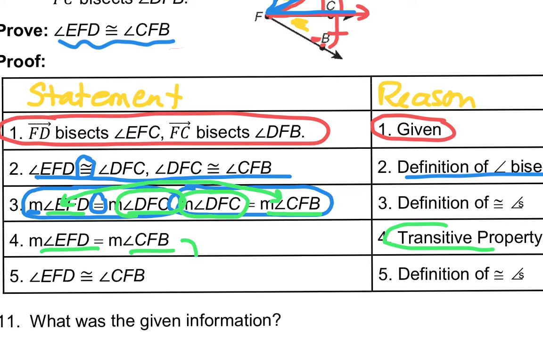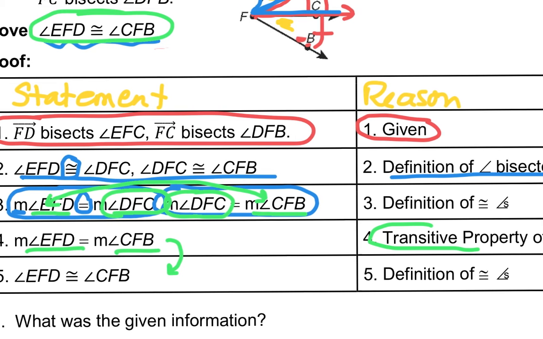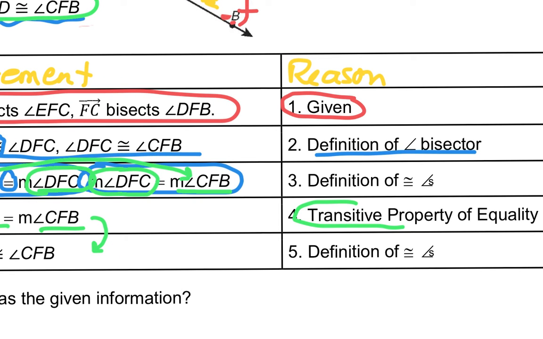And then one last jump down here, they've gone to what we're trying to prove, which is that the angles are congruent. We weren't trying to prove that the measures of the angles were equal. We're trying to prove the angles were congruent. So we do one last line here and state that they're congruent. And the reason they're congruent is because we've shown their measures are equal, and then we say definition of congruent angles. So there's a lot going on just in that one proof.